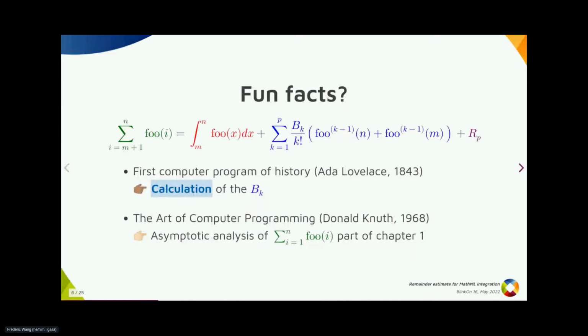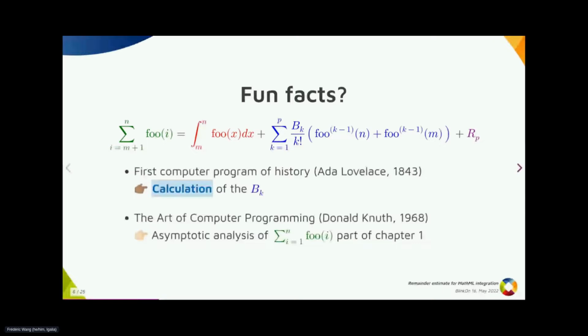But before that, I just want to digress a bit and mention two fun facts. First, what is often considered the first computer program of history was actually about calculating these Bernoulli numbers B_k that are displayed in this formula. And second, in the first volume of The Art of Computer Programming, the Euler-Maclaurin formula is described as a basic concept for asymptotic analysis. If we think about it, these are actually more than just amusing coincidences.